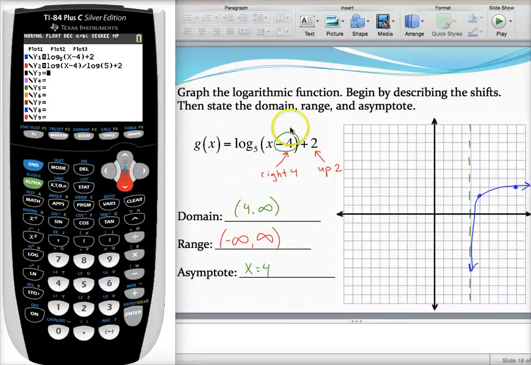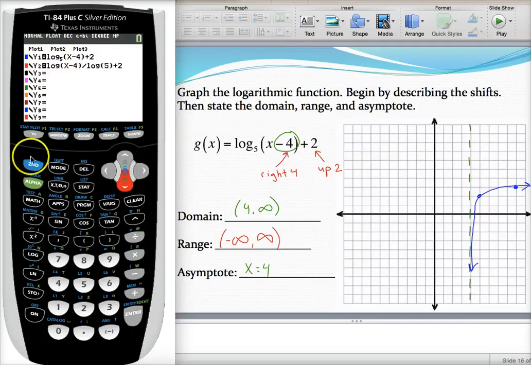There's a few ways that we can get this logarithmic equation typed in our graphing calculator. By far the easiest way to do this is to use the log base button. Now, not all graphing calculators have this. In Y1, I've used the log base button to type this equation in exactly as it appears right here.